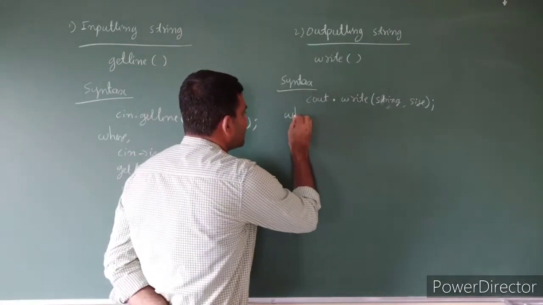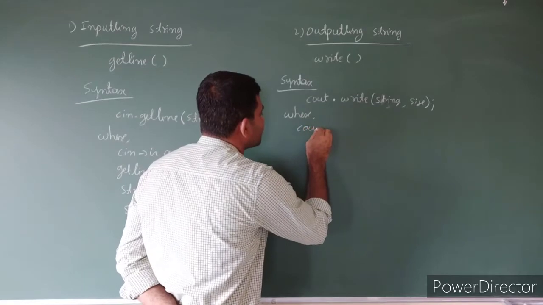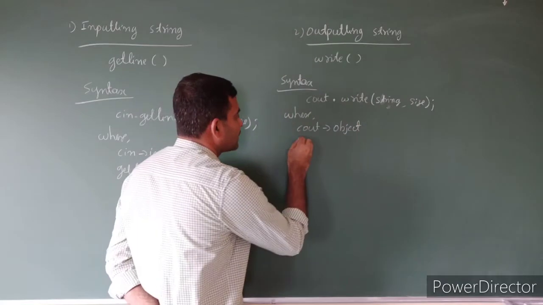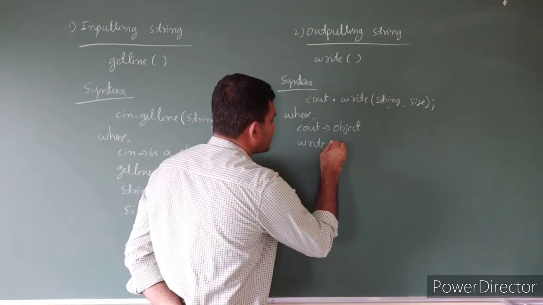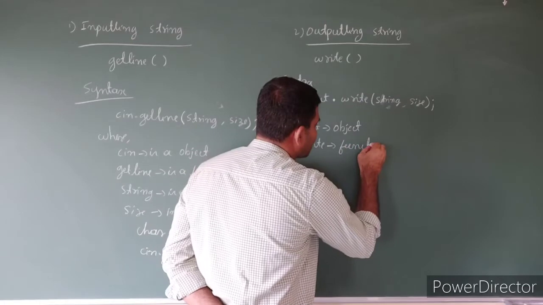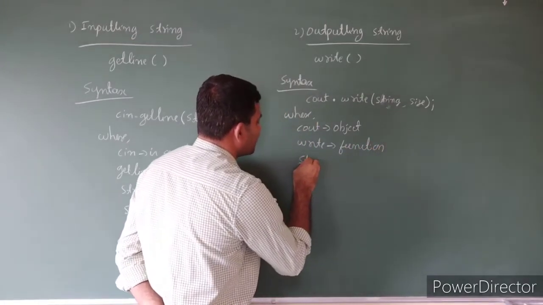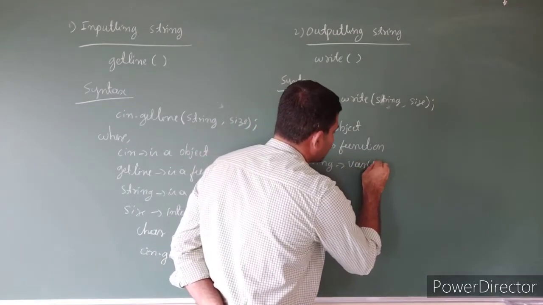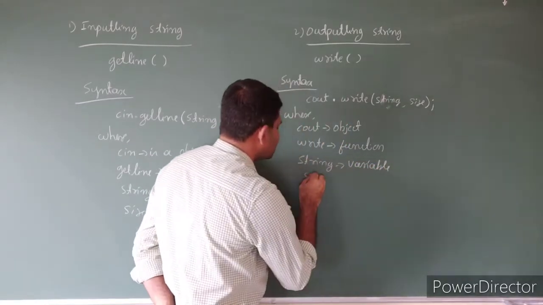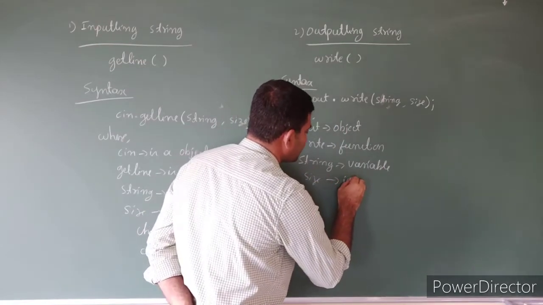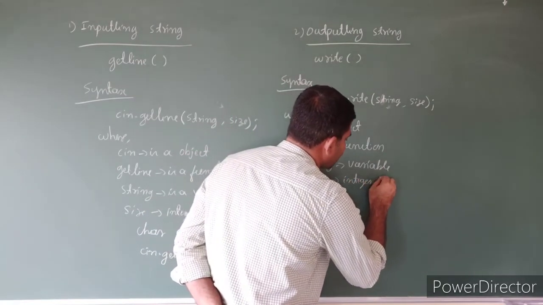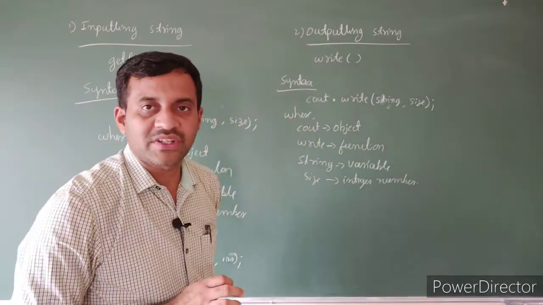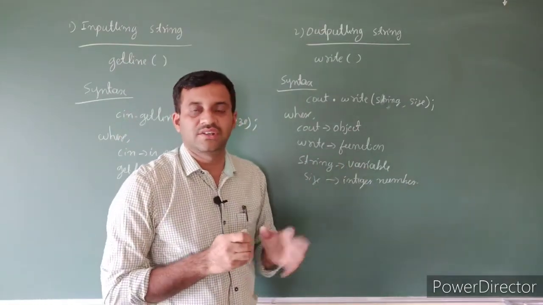Here, cout is an object, write is a function, string is a variable, and size is an integer number. Here size is the number of characters, it represents the number of characters present in the string.